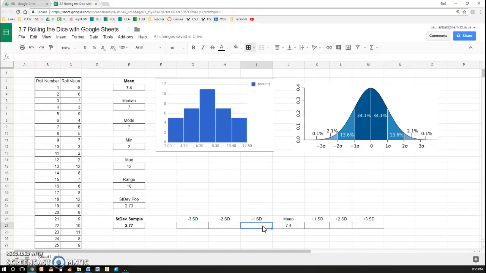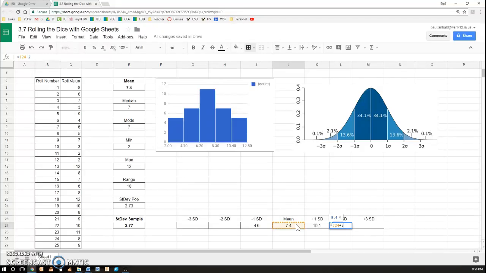So to get this value, I need to take my mean and just subtract off 1 standard deviation. So I come in here and I say equals mean minus, and then click on this number. Enter. So this number corresponds to this. Over here I can do the same thing, equals mean plus standard deviation.